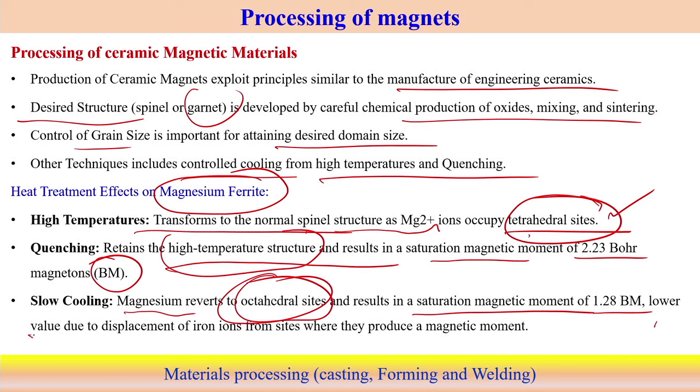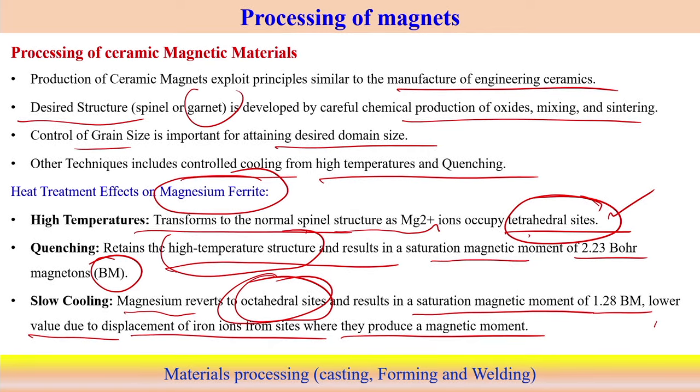Here, this is because of the lower value of the displacement of the iron atoms from the sites where they produce the magnetic moment. In the presence of the iron ions, they try to produce this magnetic moment. In this case, because of the low displacement, it produces a lower amount of the magnetic moment, and that is responsible for the production of a very small saturation magnetization in the case of the slow cooling process.